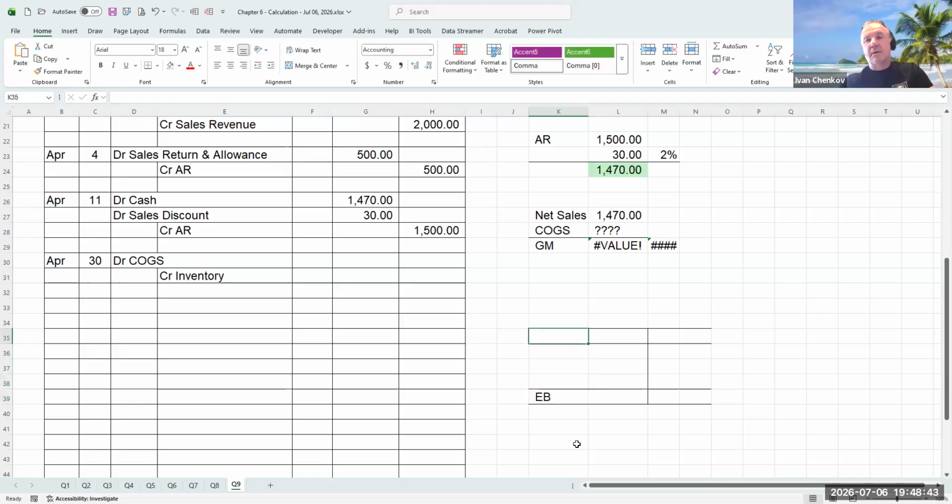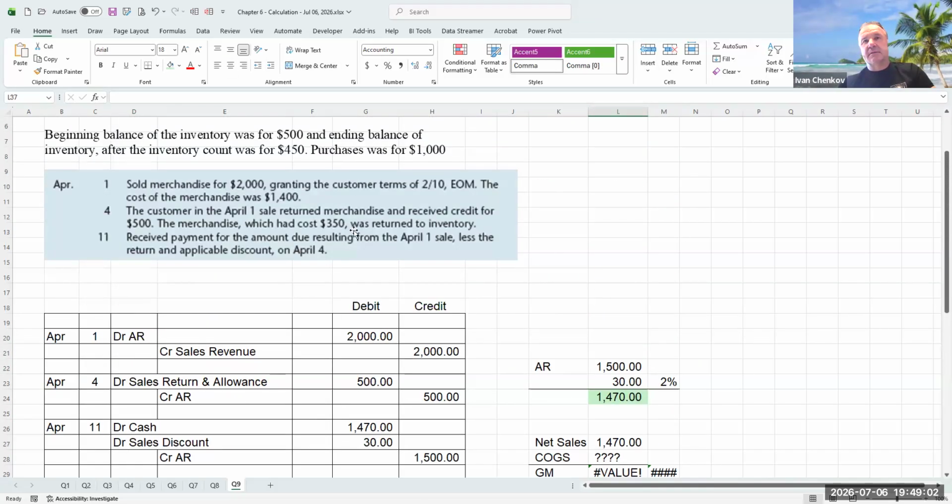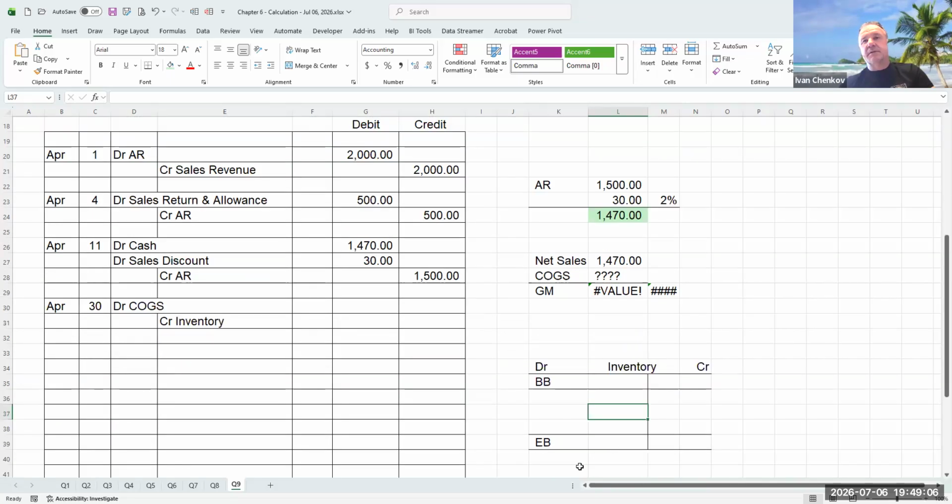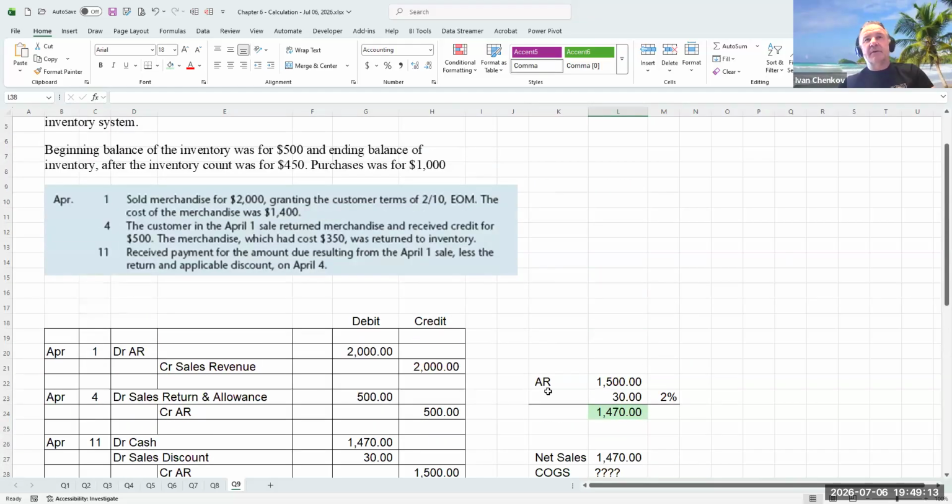Ending balance here, beginning balance here. That's our debit. On the other side is our credit. And the account is inventory. Okay, great. We have purchases for $1,000. The question says the purchases is $1,000. We have a beginning balance of $500.